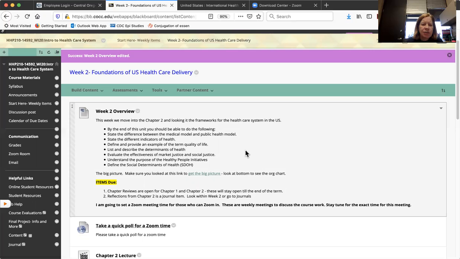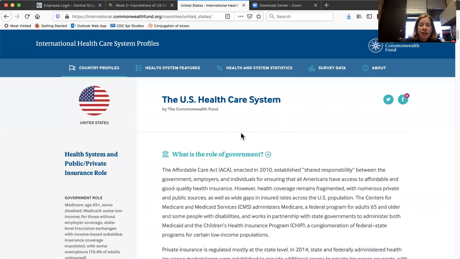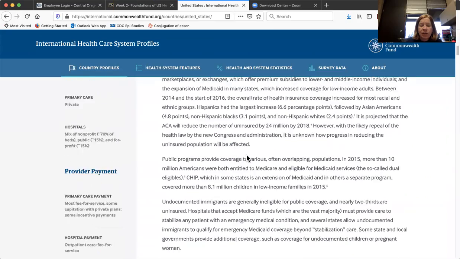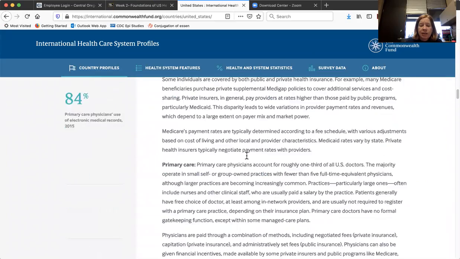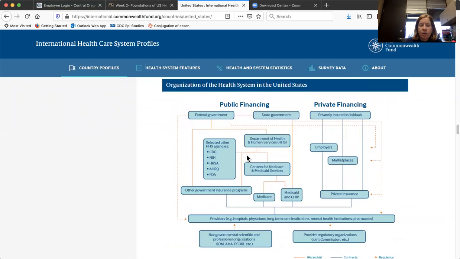I really want to make sure that you understand the general big picture of the U.S. healthcare system, how it works, and some of the big components of it. One of my favorite things is this website from the Commonwealth Fund that puts together an overview of the U.S. healthcare system. Right down here at the bottom, they have an org chart.